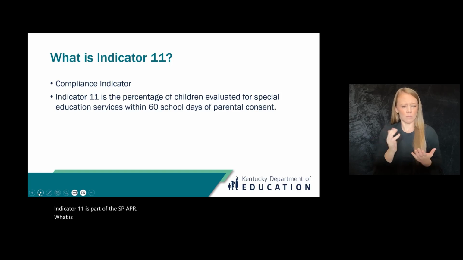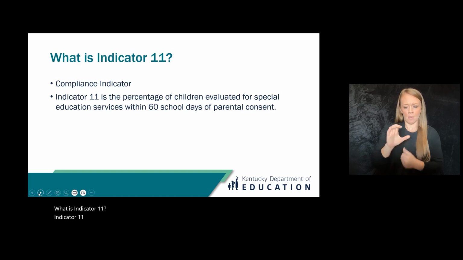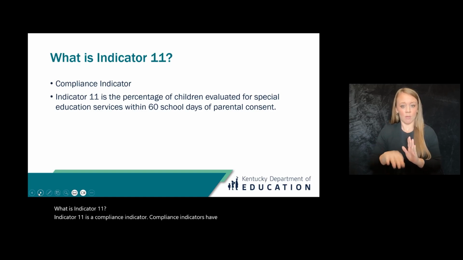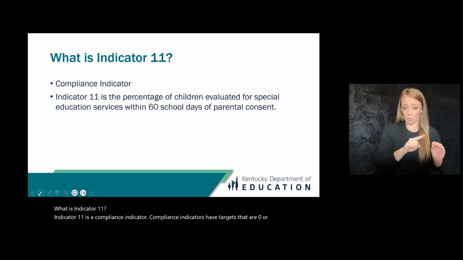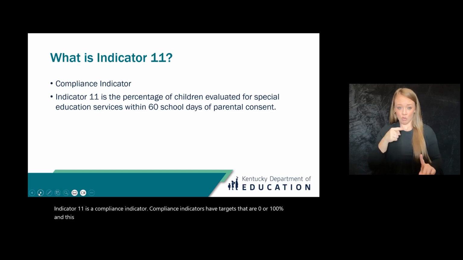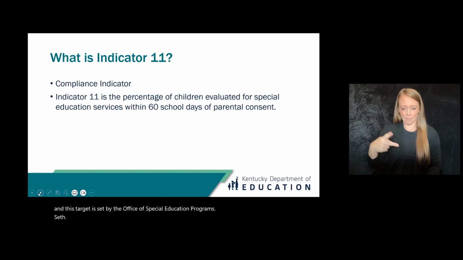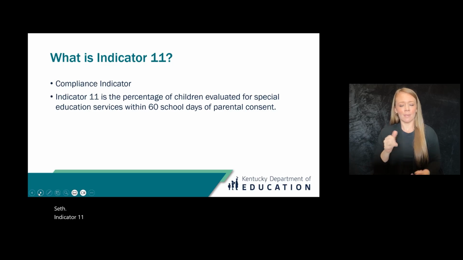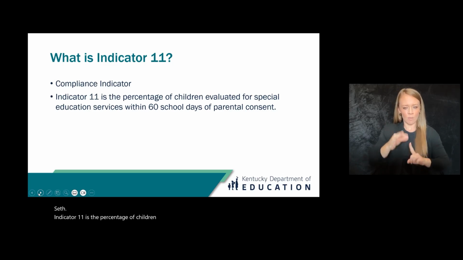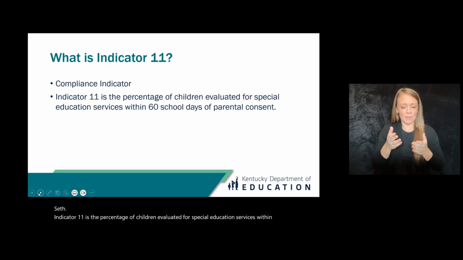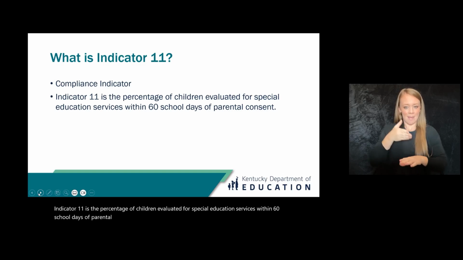What is Indicator 11? Indicator 11 is a compliance indicator. Compliance indicators have targets that are 0 or 100%, and this target is set by the Office of Special Education Programs, OSEP. Indicator 11 is the percentage of children evaluated for special education services within 60 school days of parental consent.